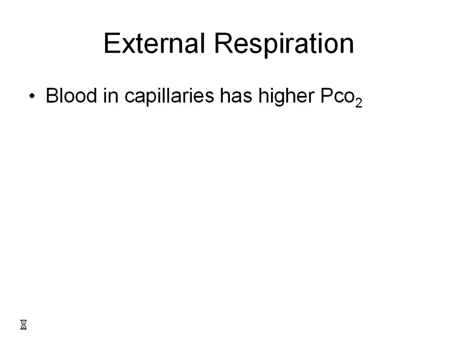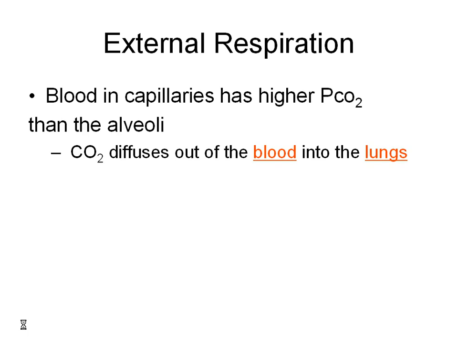In external respiration, if you think about this, this is at your lungs, your blood has brought CO2 from your cells to your lungs, and the whole point of breathing, remember, is to get rid of CO2. So the blood in the capillaries at your lungs has a higher concentration of CO2 than your lungs do. That is going to cause CO2 to diffuse, to move from the blood into your lungs, because we want to be able to breathe that stuff out.